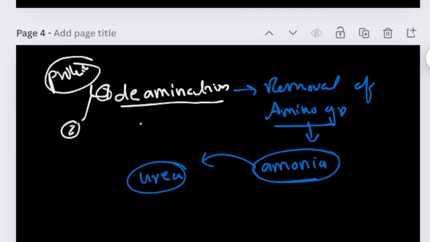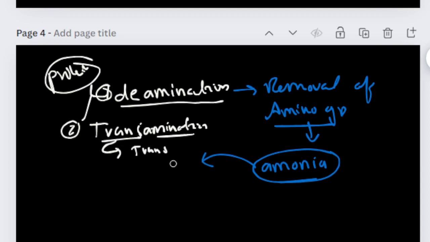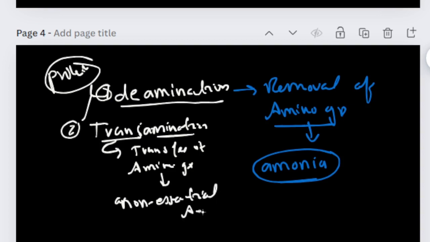The second thing is transamination. There are essential amino acids and non-essential amino acids. Transamination occurs for the purpose of transferring an amino group to produce non-essential amino acids. This is transamination.